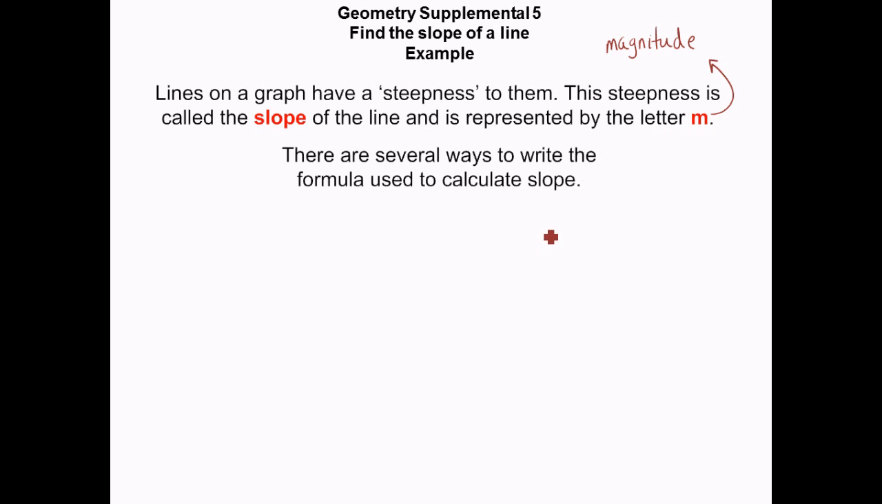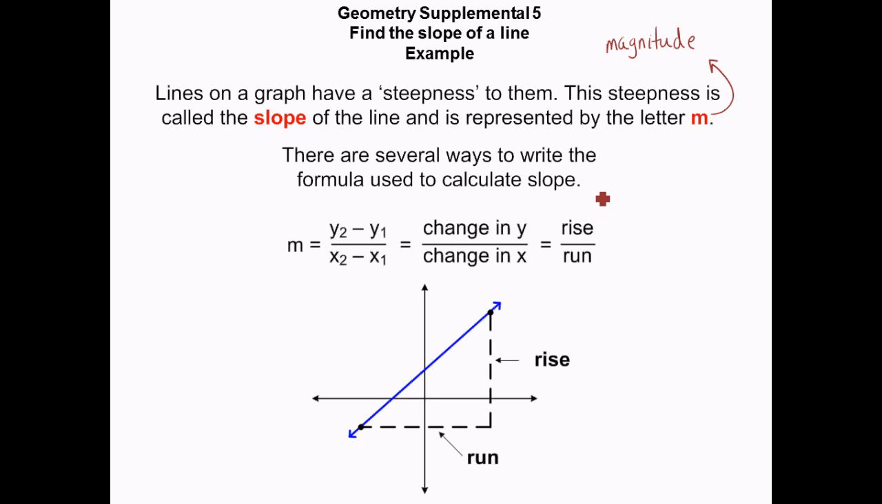There are several ways to write the formula to calculate slope. You can have the letters, y2 minus y1 over x2 minus x1. This is the one that we will most predominantly use. But what that refers to is the change in y over the change in x, and it's otherwise known as rise over run. This one would be from given points, and this one would be from a picture, a graph.